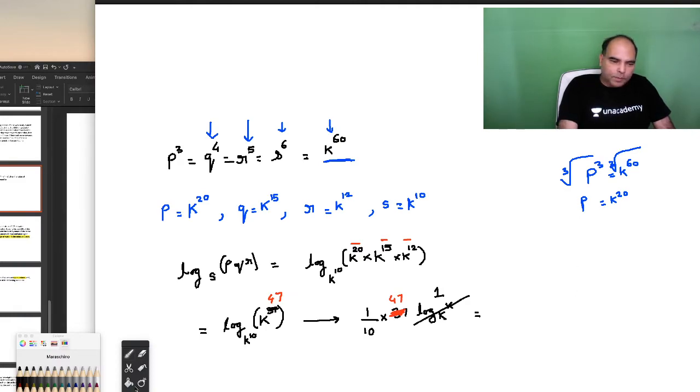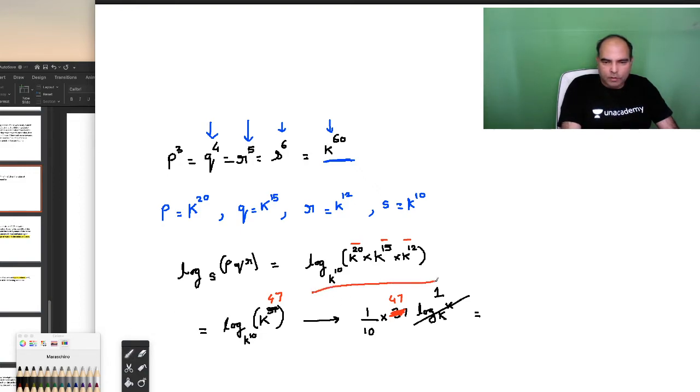Right? Now the principle we used in this solution, the principle used at this point: how did this 10 come out? 47 of course came out from here, and you know that log x raised to n upon the base y can be written as n log x to the base y. So that is the logic through which the 47 has come out.